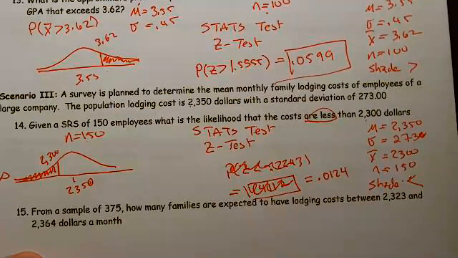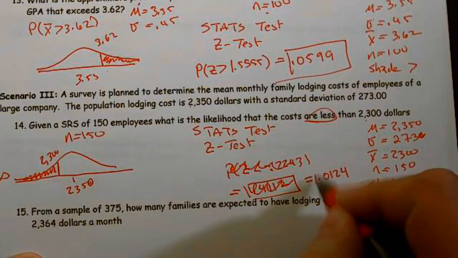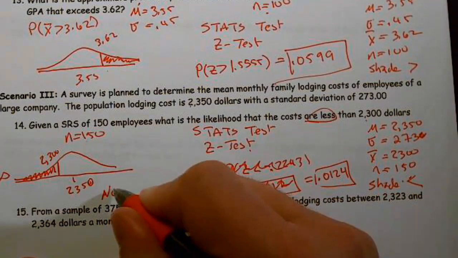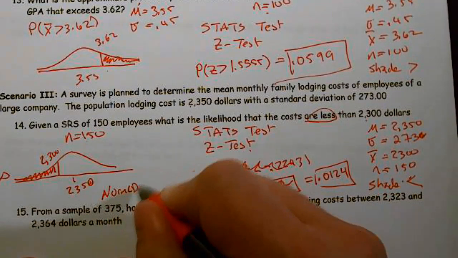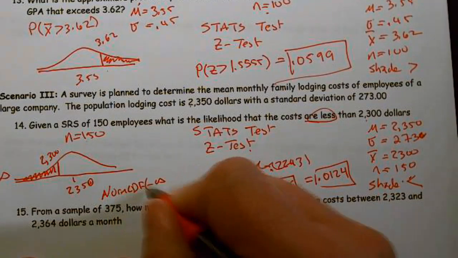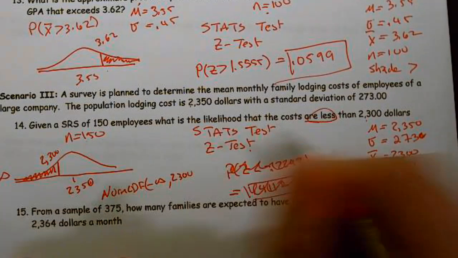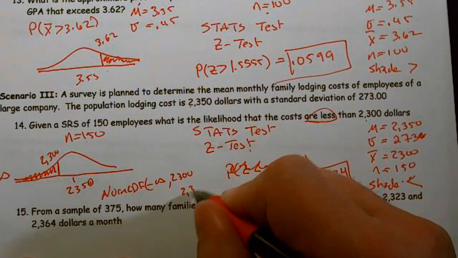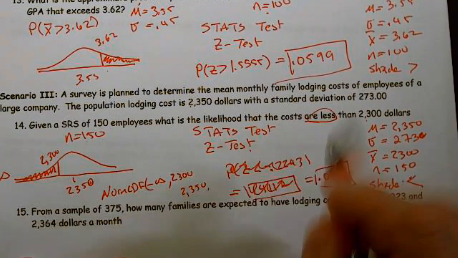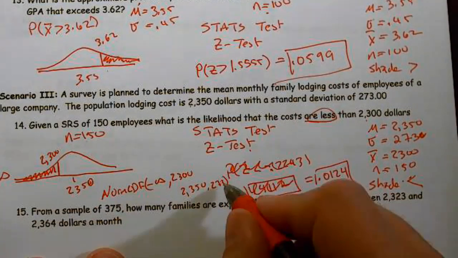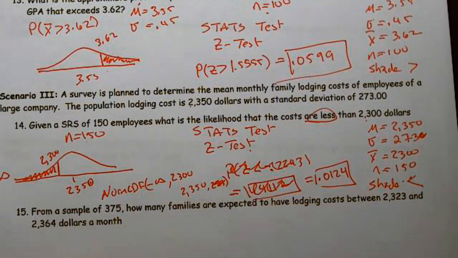All right, regardless, you can do the stats test, or you can do the norm CDF, negative infinity, 2,300, mean of 2,350, standard deviation of 273 divided by the square root of 150.